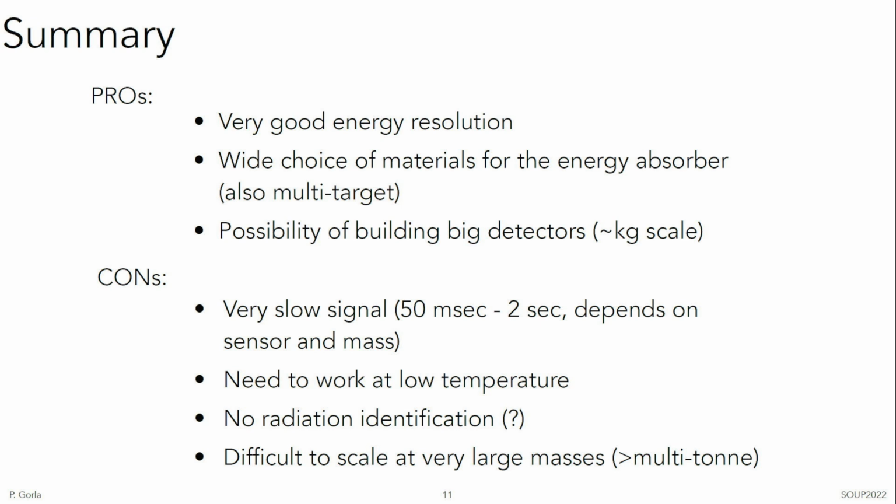They need to work at extremely low temperature, which means that you have to use some kind of apparatus or machine that provides this low temperature, and these are usually kind of complicated objects. In principle, in a pure bolometer, it's not easy to have radiation identification information, and this also is an issue, because if the type of radiation is a signature of your process, having no radiation identification feature is a limitation, and in some way it can be difficult to scale to very large masses.